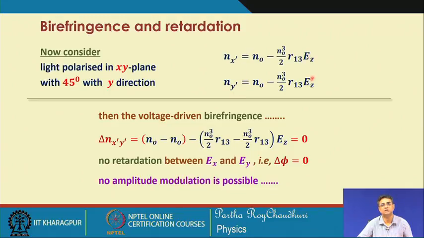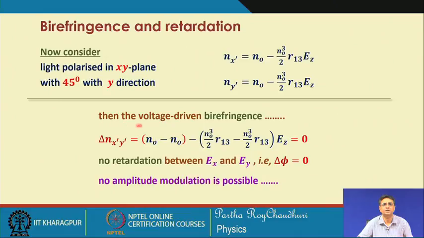So, in these two directions, the change in the refractive index is by the same amount. Therefore, whatever might be the polarization, the refractive index change is the same. In the x y plane, whatever might be the polarization, the refractive index seen by that polarization is the same, irrespective of its angle with x or y.